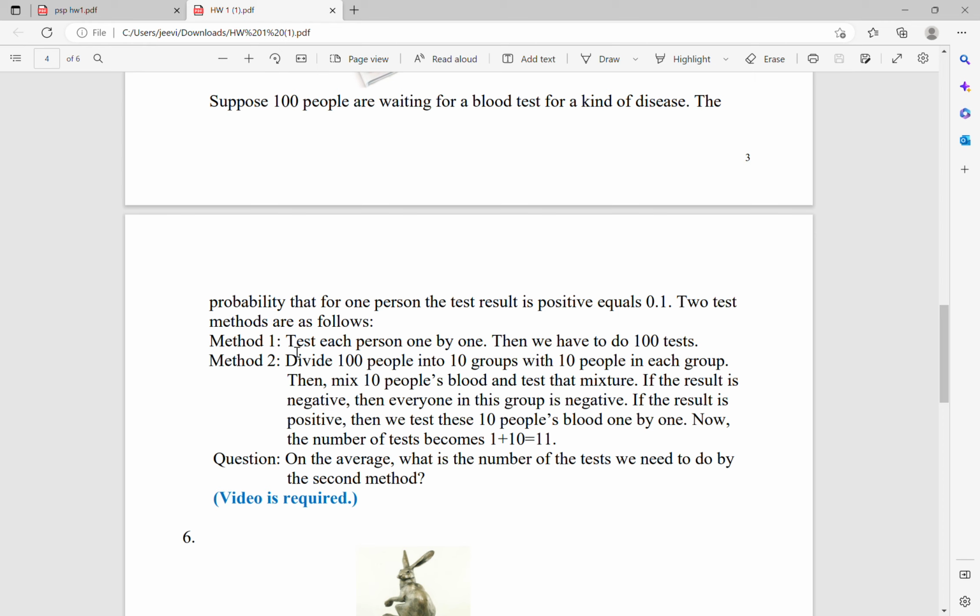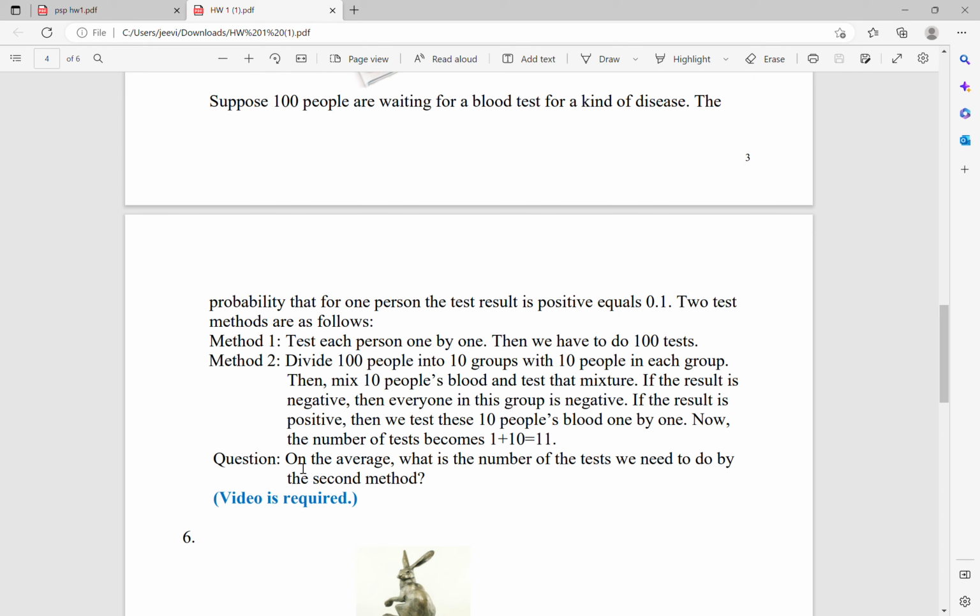That is method 1, where you test each person one by one, then you will have to do 100 tests in total. And method 2, where you divide 100 people into 10 groups with 10 people in each group. Then you will mix these 10 people's blood samples and test that mixture. So if the result of that test is negative, that means everyone in that group is negative. If the result of that test is positive, that means that at least one person in that group tested positive. Now the number of tests that we'll perform in this process will be 1, that is the group test, and 10, which is to determine which person has tested positive, that will be equal to 11.